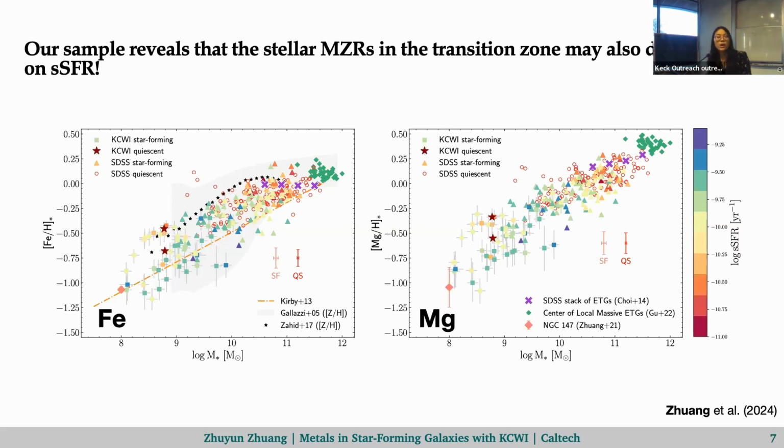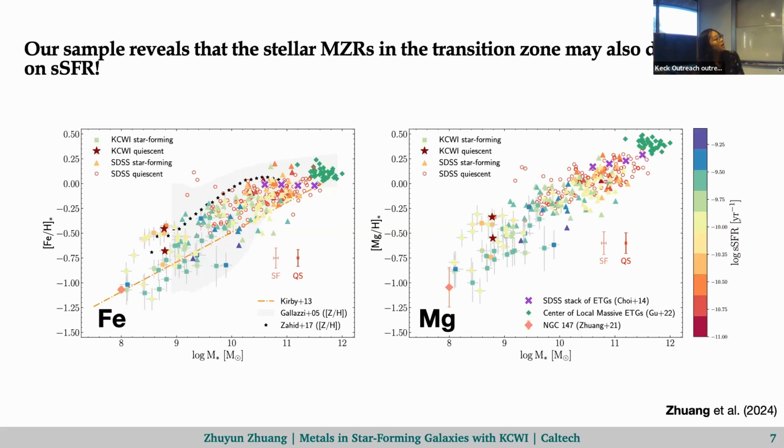Here I show all the rectangles with gray color bars, which are our KCWI sample of star-forming galaxies, while the two stars are the two quiescent galaxies in our sample. To make a fair comparison, we also remeasured the stellar abundances for a sample of Sloan galaxies, quiescent and star-forming, using our new two-step method, just to minimize the systematic differences introduced into this comparison. So there are two main takeaways from the plot.